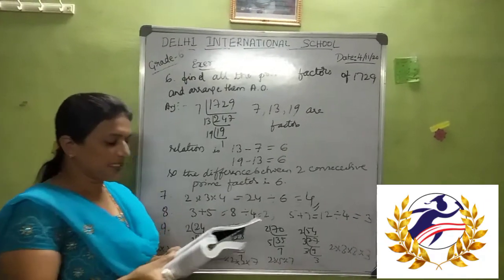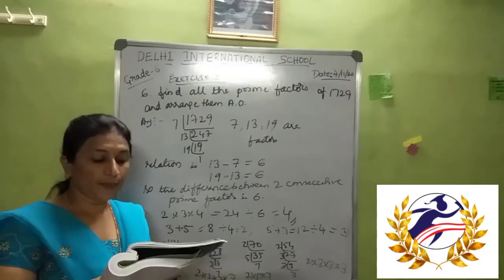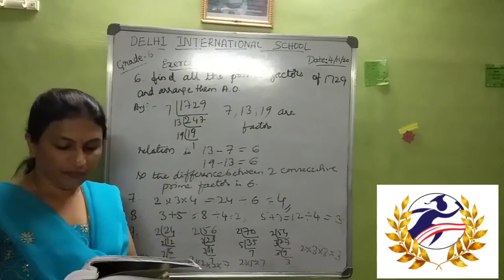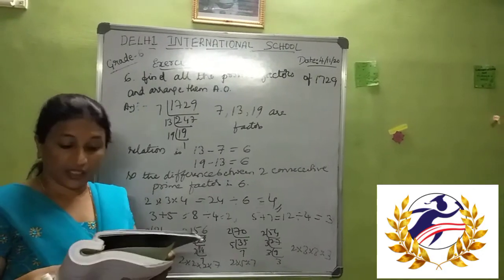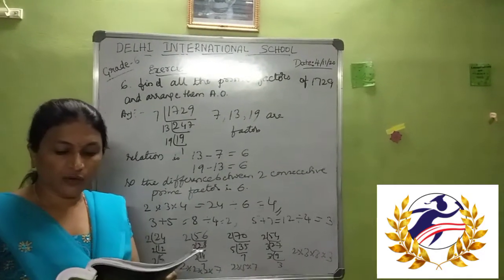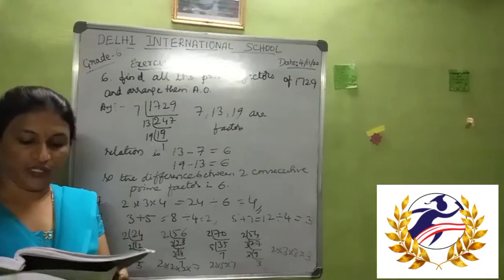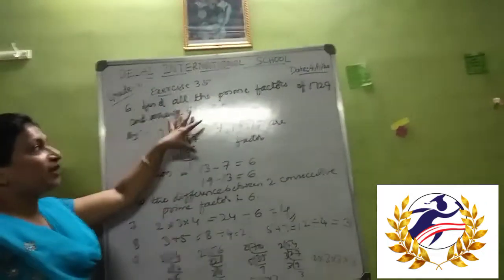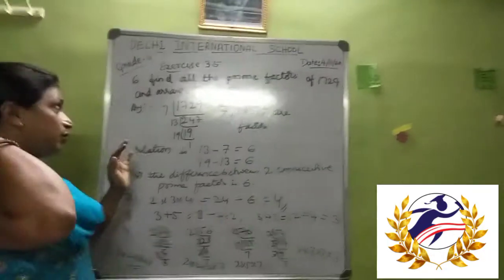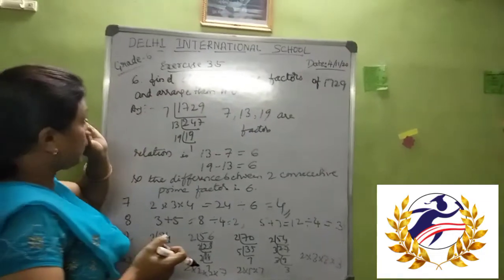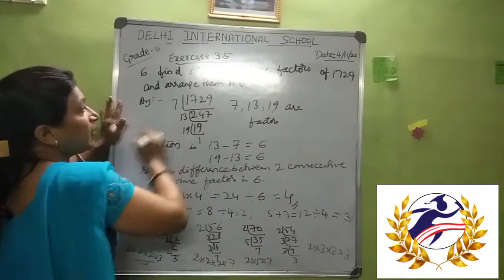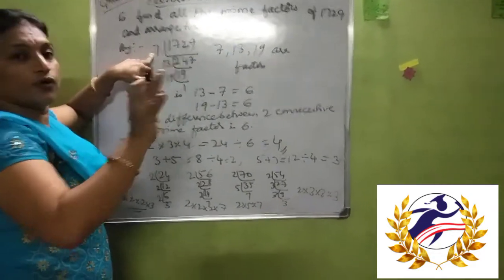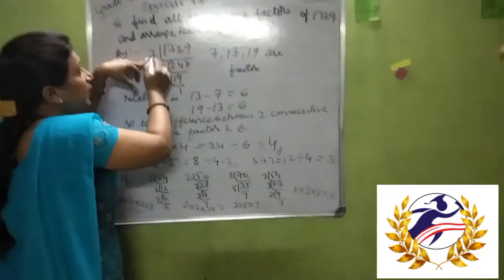Let us move on to the sixth problem. Find all the prime factors of 1729 and arrange them in ascending order. Now state the relation, if any, between two consecutive prime factors. So 2 to 3 problems are involved in this. Find all the prime factors of 1729. First we will find out the prime factors. This number doesn't go with 2, 3, 4, 5, 6 or anything, so directly we should take 7.